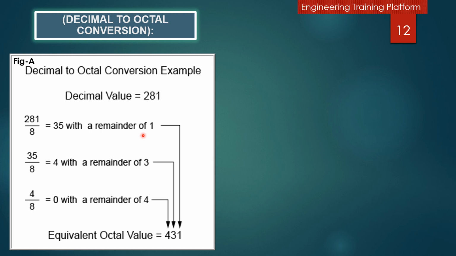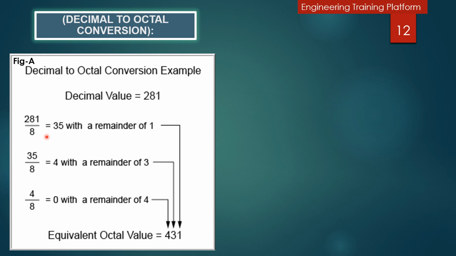Octal values come with a relationship to binary. PLCs easily use binary numbers, and sometimes it is convenient for humans to see the equivalent binary values in octal. Here is an example. The decimal value is 281. We are going to divide by the octal base, which is 8.